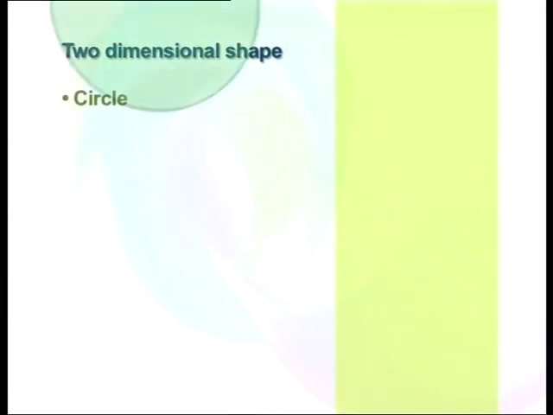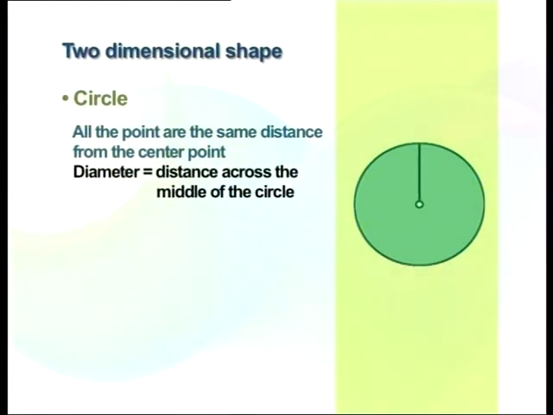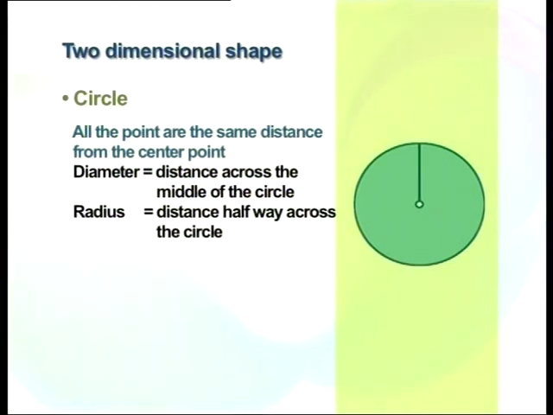Circle. It is made of all the points that are the same distance from the center point. A diameter measures the distance right across the middle of the circle, and radius, the distance halfway across the circle. Radius is always half the length of the diameter.